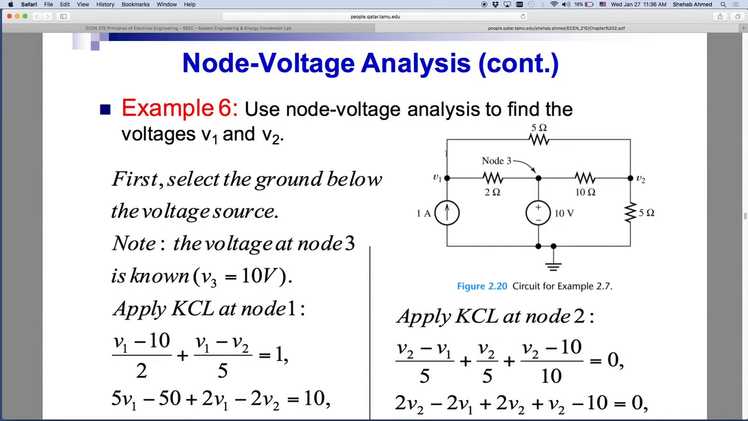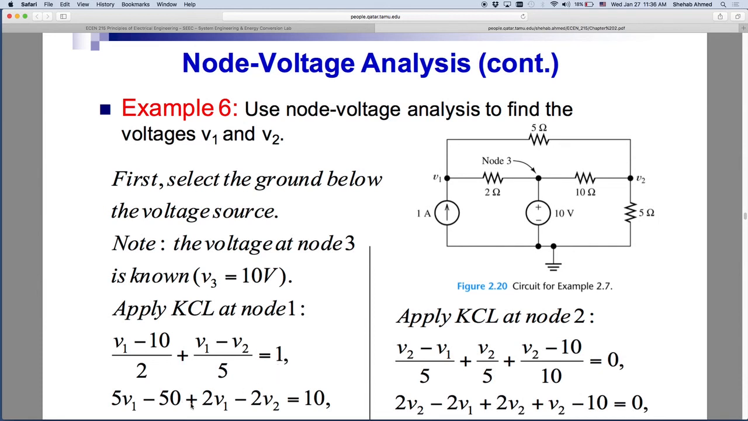V1 minus V2 divided by the 5 ohm resistor. Right? So one is V1 minus V2 divided by the 5 ohm resistor. The other is V1 minus 10 volts divided by the 2 ohm resistor. And that's what we have here. This is V1 minus 10 divided by 2 ohm resistor, plus V1 minus V2 divided by 5 ohm resistor is equal to 1.